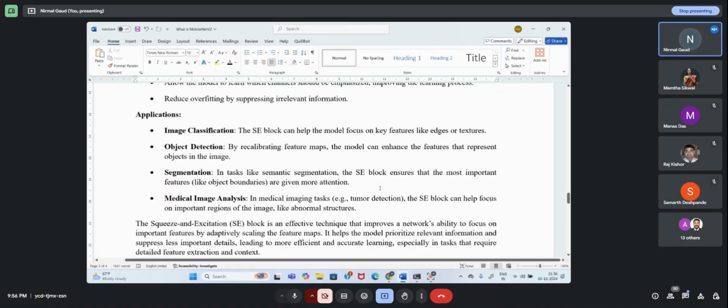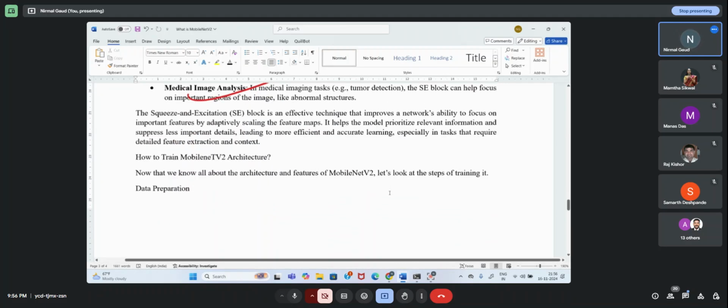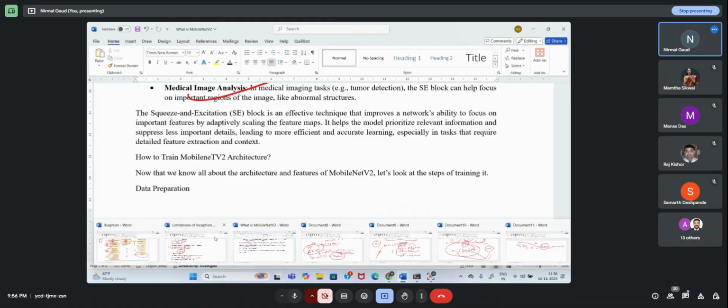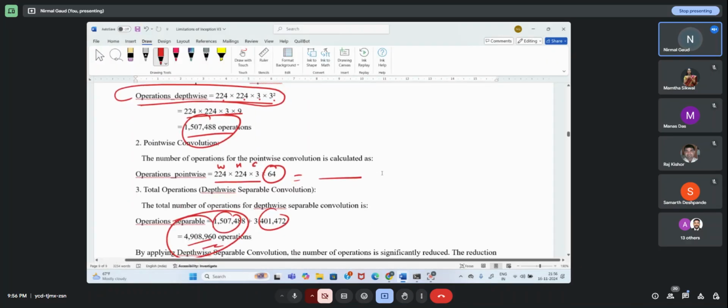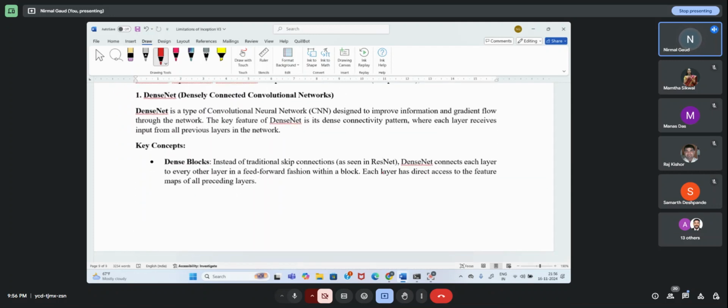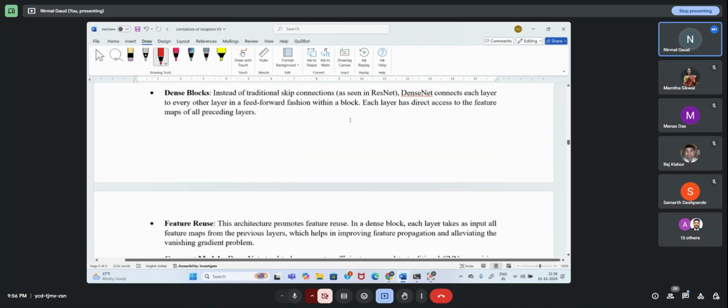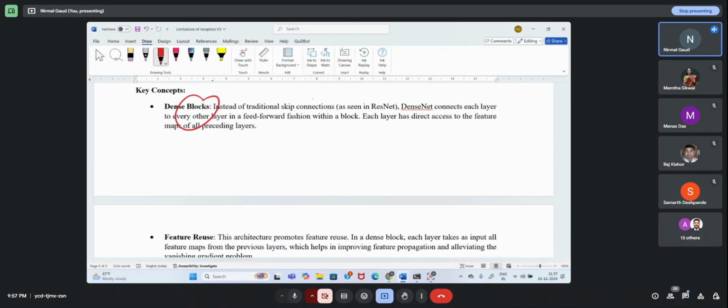Okay, so applications are image classification, object detection, segmentation, medical image analysis. Squeeze and excitation is so much used. Not only this, we have other techniques also, like DenseNet, densely connected convolution. These pre-trained models have convolution designed to improve information gradient flow. It consists of dense blocks, which have skip connections.